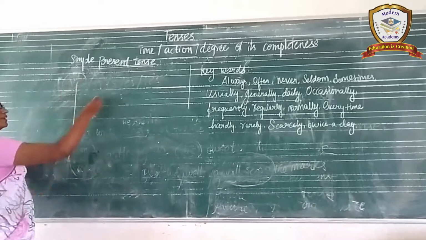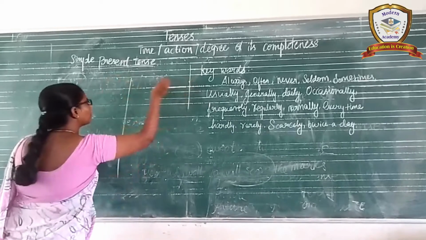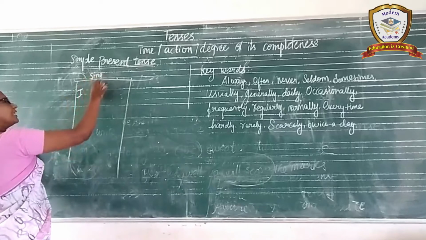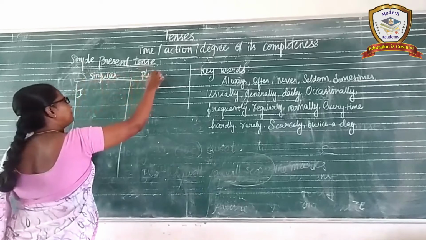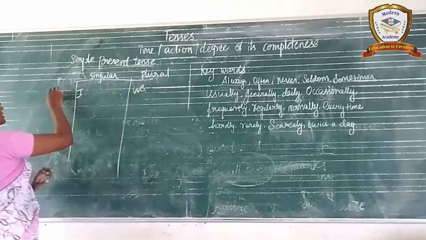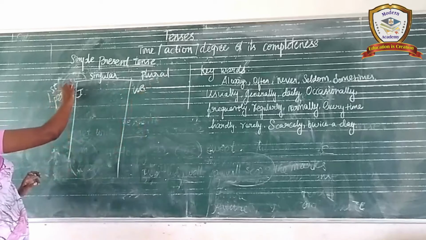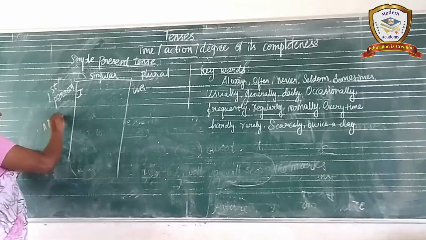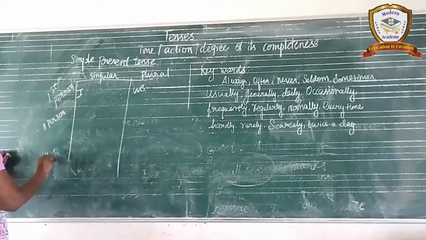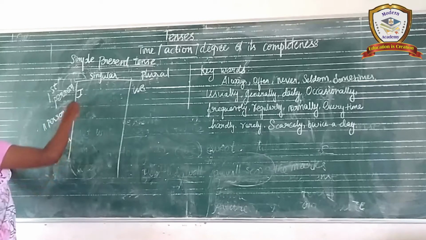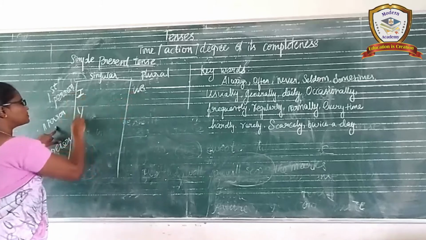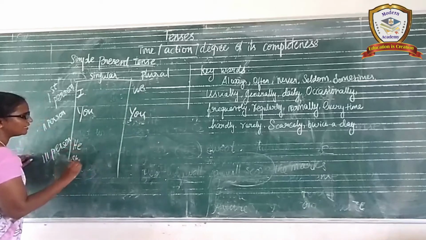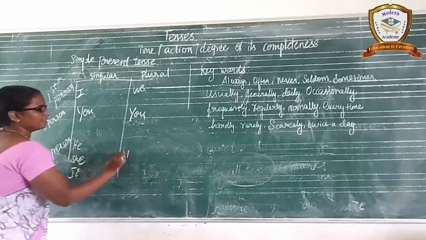First person singular, I. Plural, we. Second person singular, you; plural, you. Third person singular, he, she, it; plural, they.